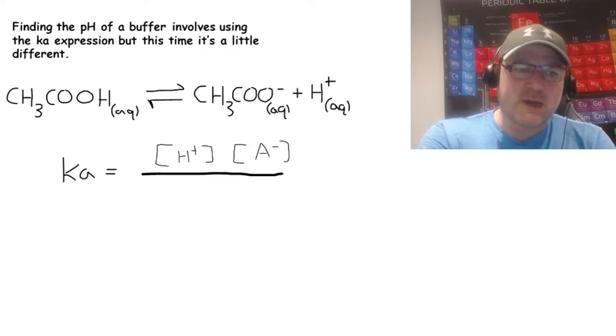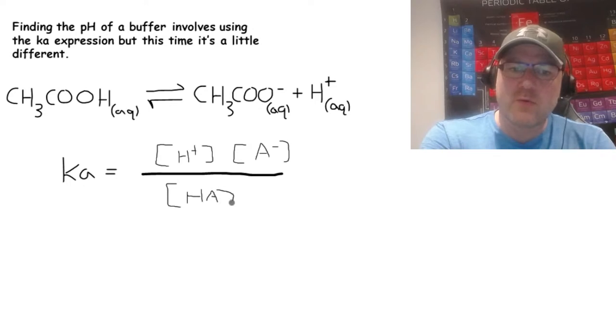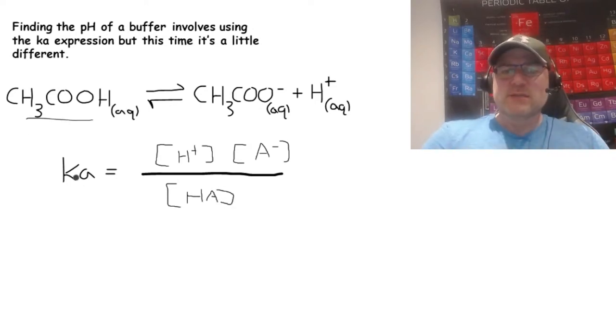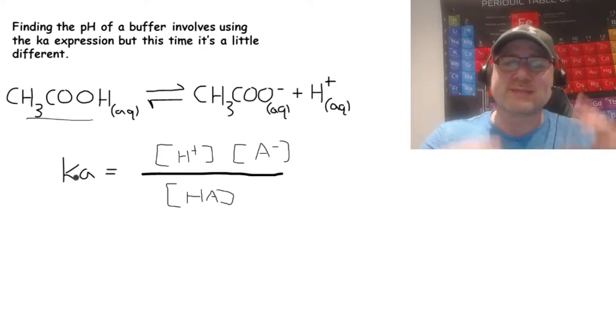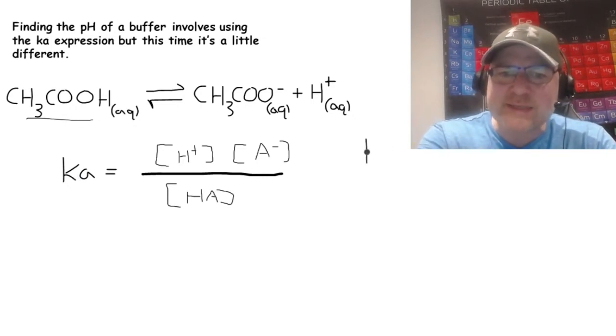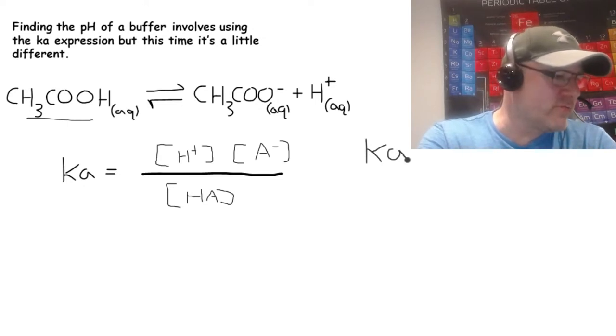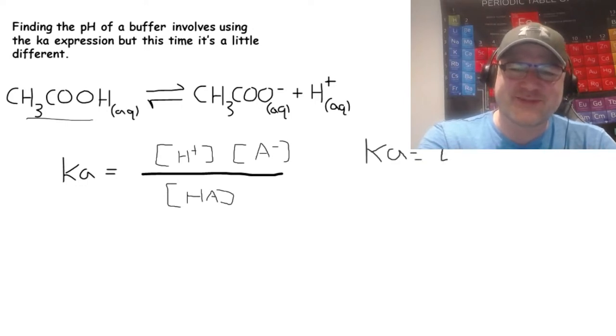Okay. So normally we put products over reactants, right? And HA, you might be wondering, what is HA? Well, HA is over here. It's the acid. So we put the HA on the bottom, and that equals my Ka. And that's my expression for weak acids. Now, normally with weak acids, do you remember what we can assume? With weak acids, we can normally assume that we can just square the hydrogen ions over HA.